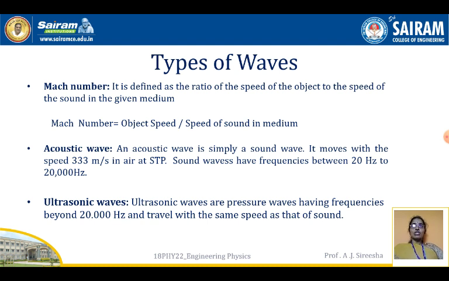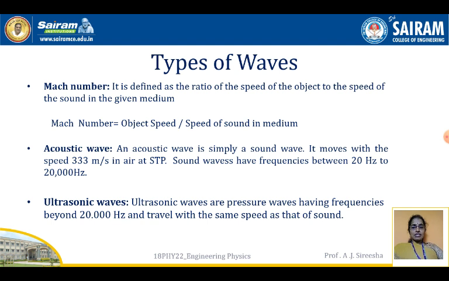Whatever speeds we see, the vehicles moving on the earth will always be moving with a lesser speed when compared to the speed of the sound in the medium. Acoustic waves. An acoustic wave is simply a sound wave. It moves with a speed of 333 meters per second in air at STP. Sound waves have frequencies between 20 Hz and 20,000 Hz. All the sound waves which we are able to hear with our human ear lie between these frequencies.